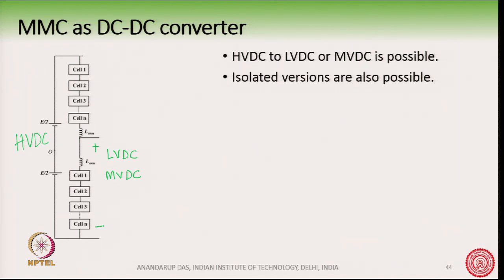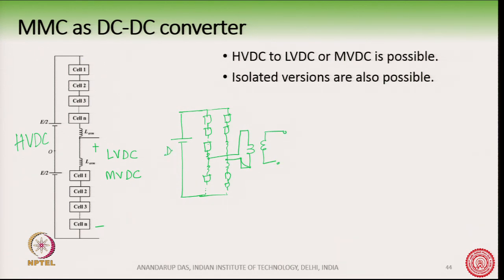So, isolated versions are also possible. Isolated versions means, suppose you have this HVDC and then a large number of cells, and there is an arm inductor and then a number of cells like this, and you can have a high frequency transformer here. So what this is doing is, this is DC and here you get a high frequency AC.